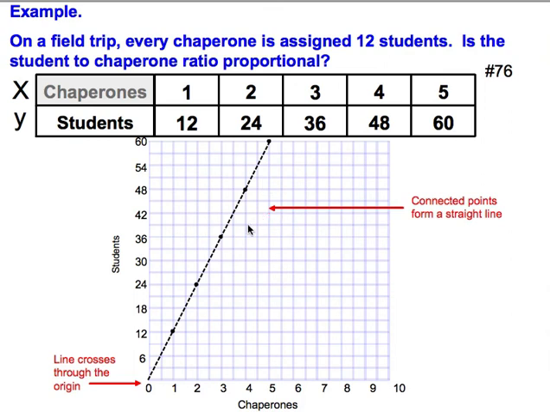Now remember, we're looking for a straight line that goes through the origin. So we definitely have a straight line. All the connected points form a straight line, and it does, in fact, go through the origin. So yes, it is proportional, and again, we knew that because we had already worked with this table, but now we can see that in graph form.